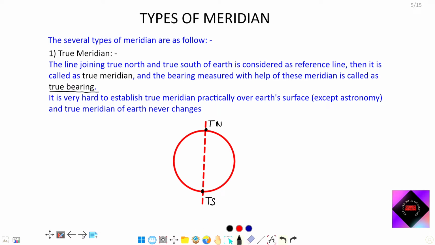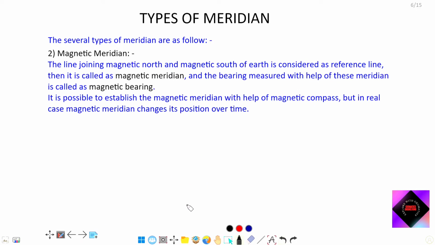Now moving further, next one is our magnetic meridian. We know that our earth consists of several minerals. And also we know that if any electron moves with a certain speed or a certain rotation, then it generates a magnetic field around it.